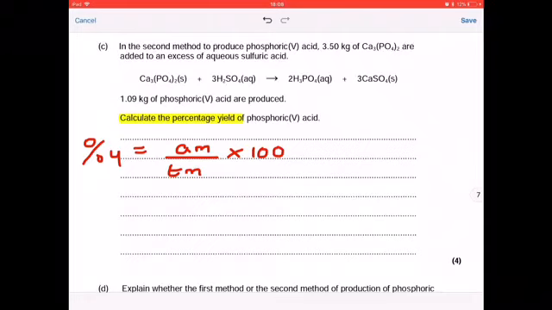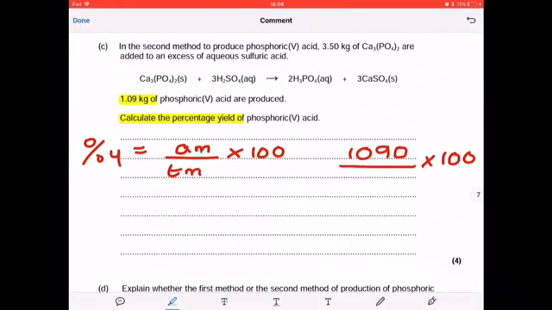We can work from there, and we're told that your actual mass that is produced during the reaction is 1.09 kilograms. So feel free to either convert that into grams or leave it as kilograms. I prefer to convert and leave it as 1090, and we have to work out the theoretical mass that can be produced. Now, at the start of the question, we are told that 3.5 kilograms of calcium phosphate is added to an excess of aqueous sulfuric acid. So we're only going to be using the calcium phosphate numbers, and therefore we're going to set up a table.